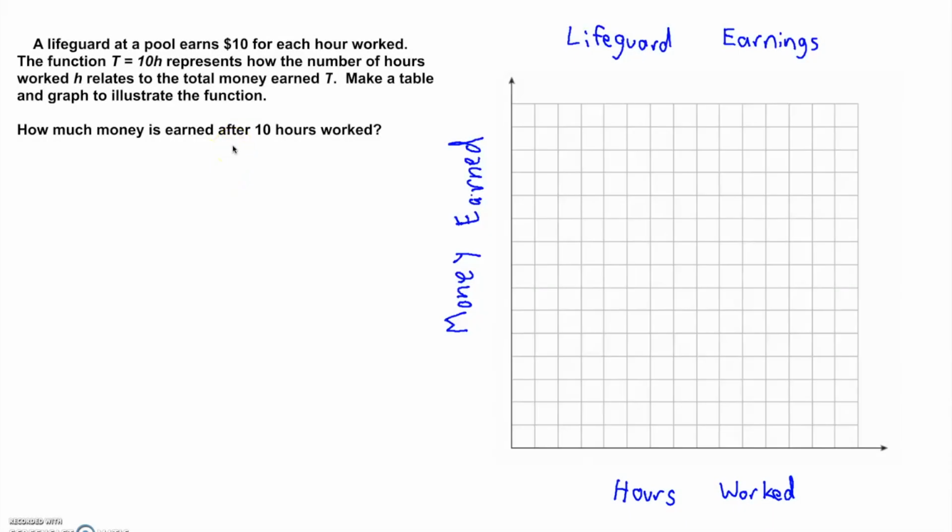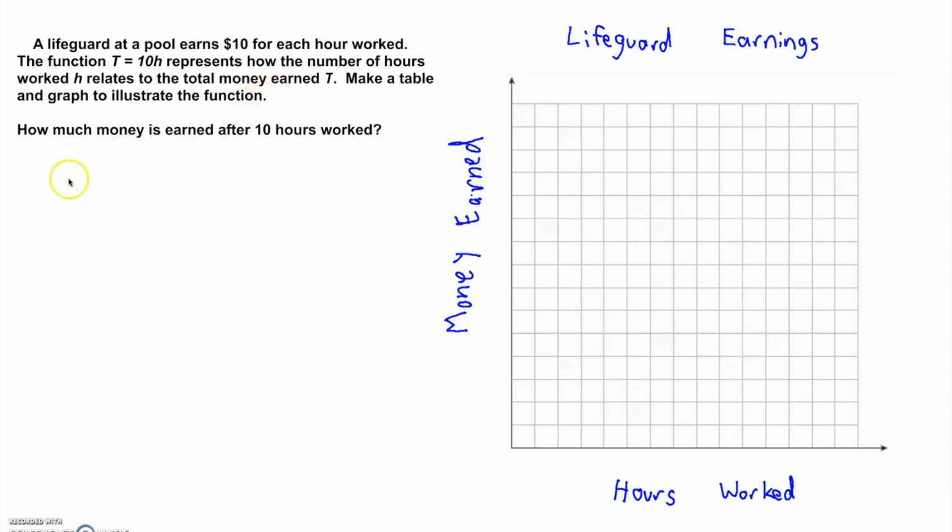So excited. Here we go with a real-world function rule problem brought to you within a computer screen because we're graphing it. It's going to be neater that way. We've got a lifeguard at a pool earns $10 for each hour worked. That's the situation. The function rule T equals 10H represents how the number of hours worked, H, relates to the total money earned, T. Make a table and graph to illustrate the function.